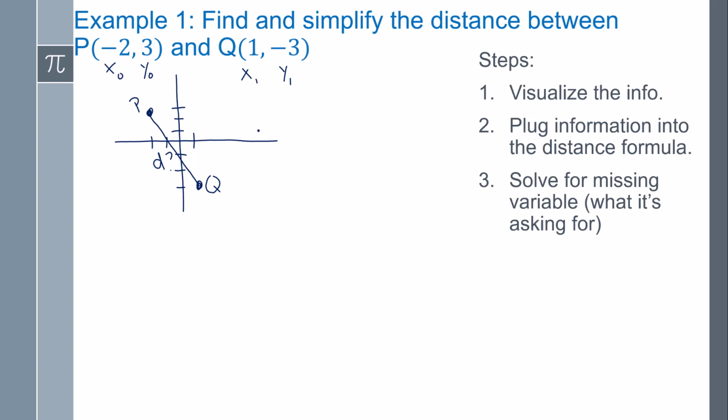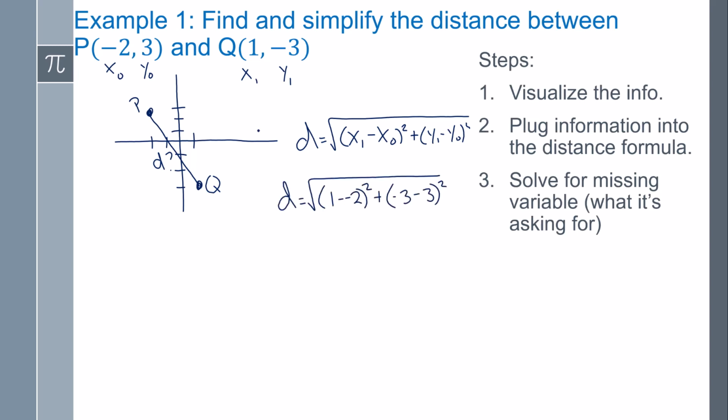So I drew it out. I'm labeling it. We have our x sub 0 and y sub 0. We have our x1 and our y1. The easiest way to think about it is just to start with the formula. So if we have it memorized and we start with the formula, the next step is just plugging in the values. So I said x sub 1 is 1, so I plugged in 1. Minus x naught, or x sub 0, is negative 2, so I plugged in negative 2. y1, and then y0. You just plug them in.